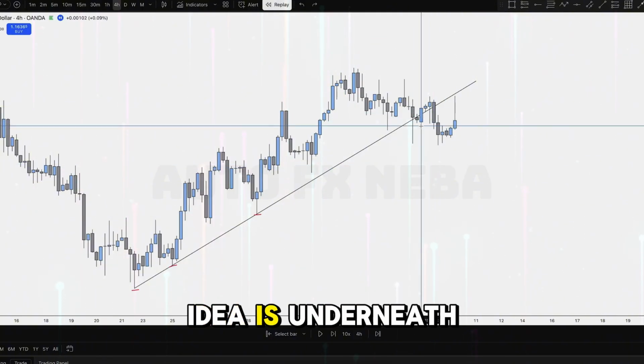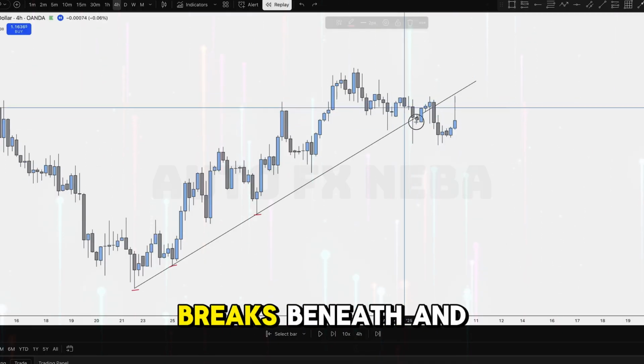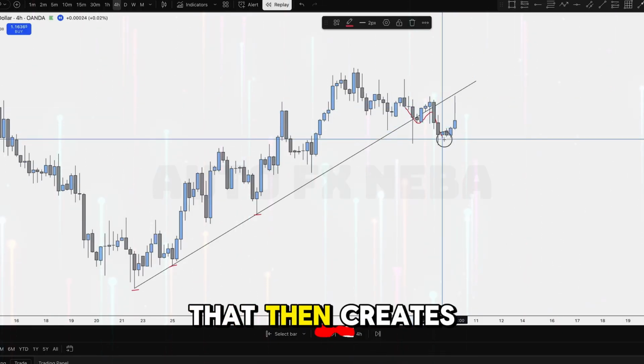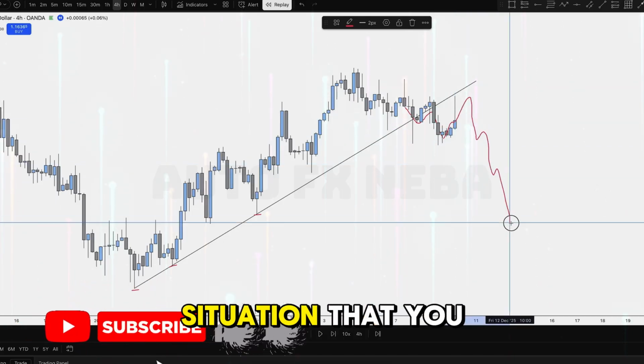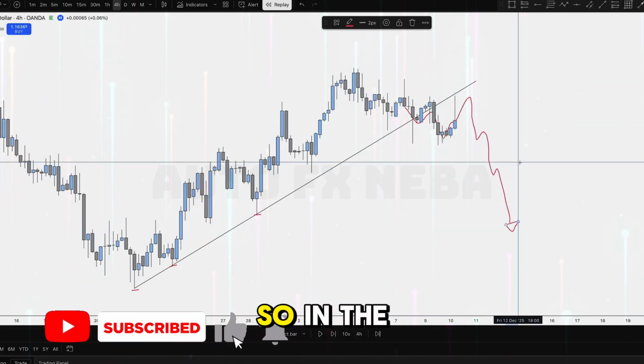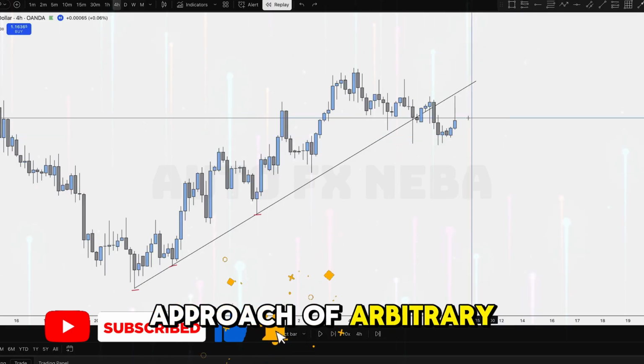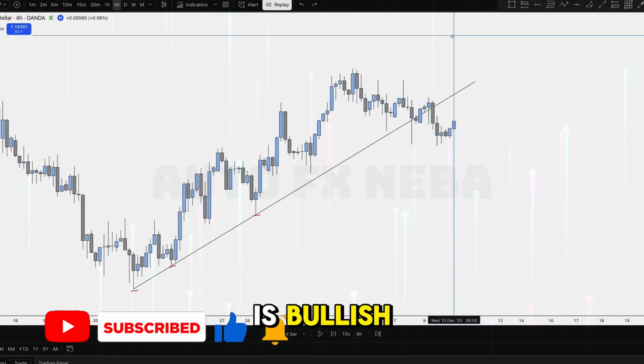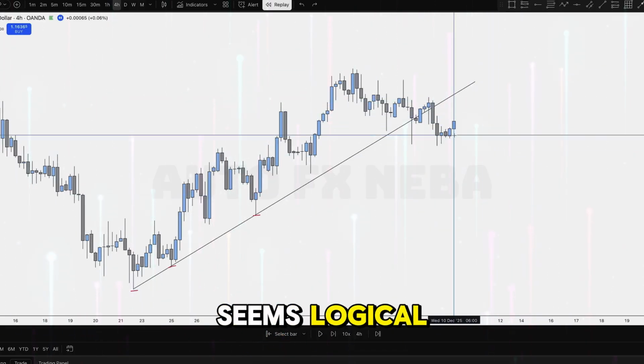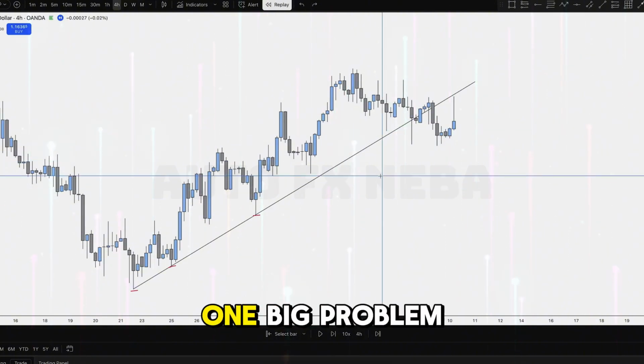And then the idea is underneath this trend line, if the market breaks beneath and closes under the level, that then creates a bearish market, a situation that you should look to sell into. So in the approach of arbitrary tools like this, above the line is bullish, below the line is bearish. It seems logical, it seems like it makes sense, but there is one big problem with it.